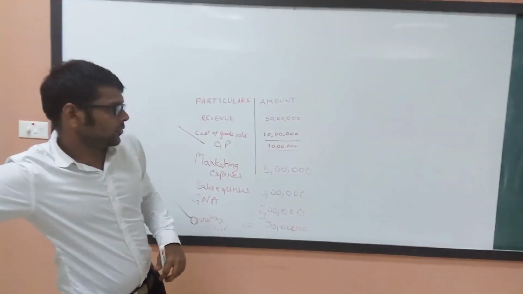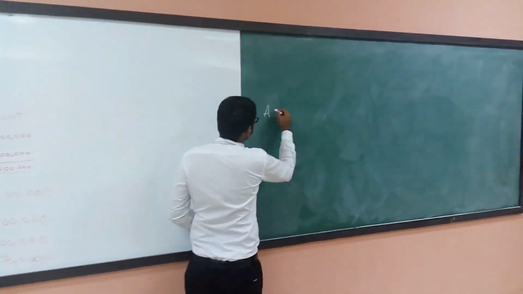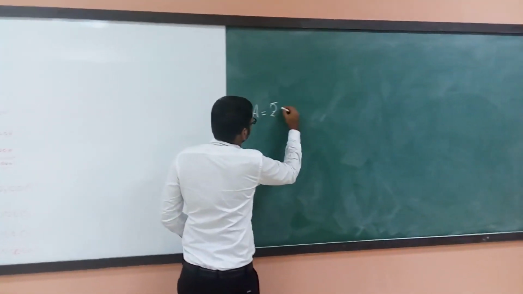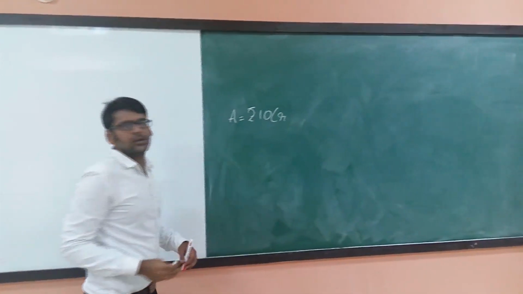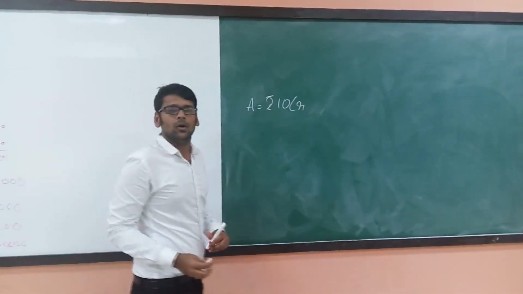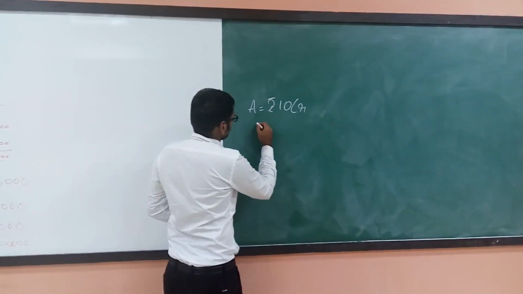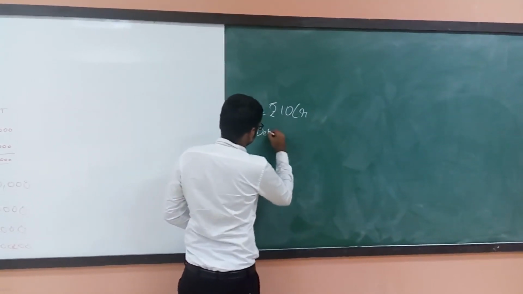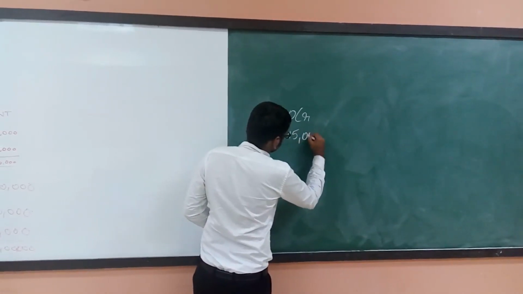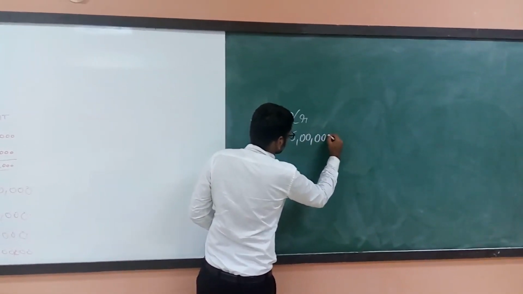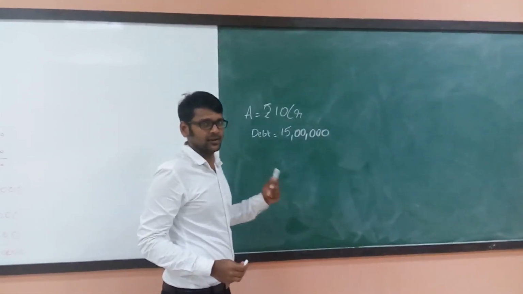In this case, let us assume that the company has an asset worth rupees 10 crores, and the company has a debt of, say, rupees 15 lakhs. And also the interest rate of the debt is 10%.